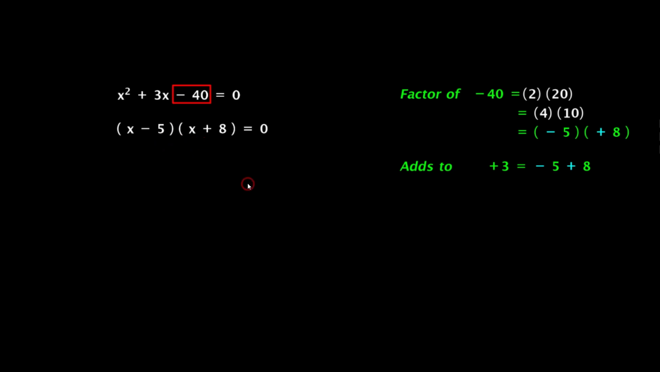Now, when x minus 5 times x plus 8 equals 0, either x minus 5 equals 0, move the 5 to the other side, one of the values is positive 5. And when x plus 8 equals 0, we just move the 8 to the other side, make it negative. These are the two values of x that make the equation right. One is positive 5, one is negative 8, and we are done.